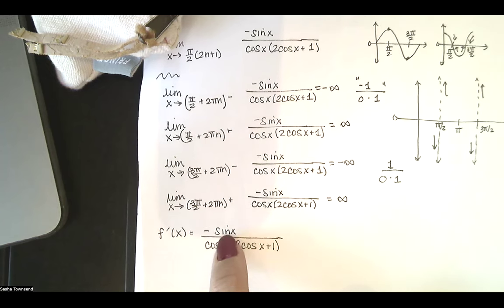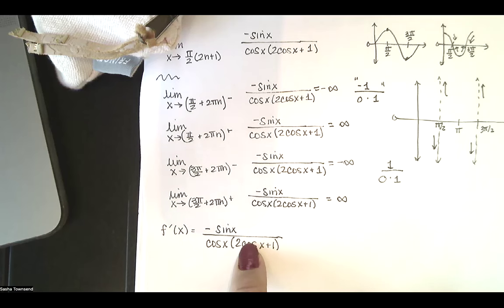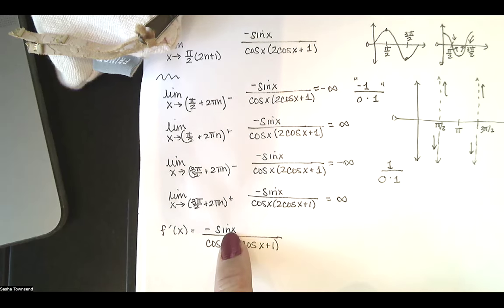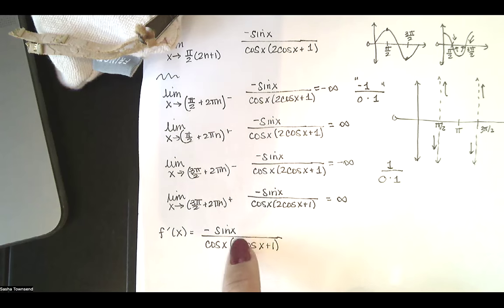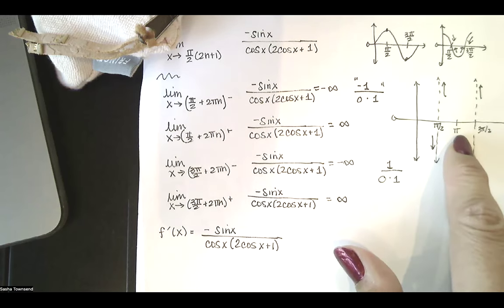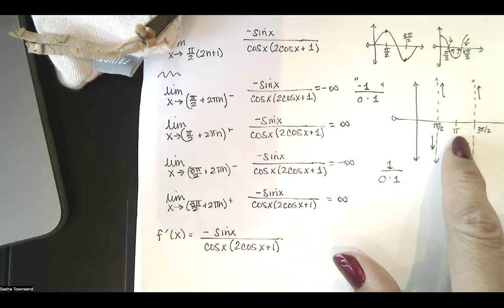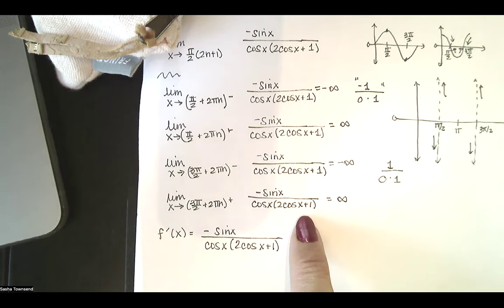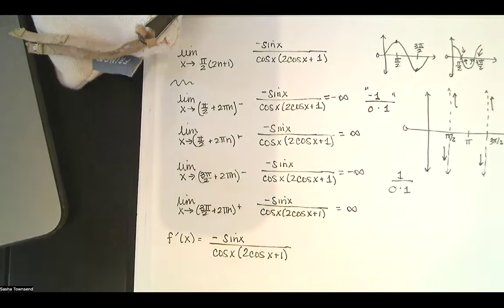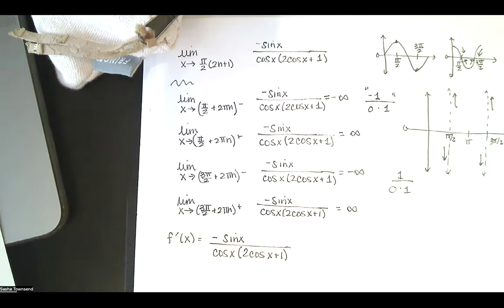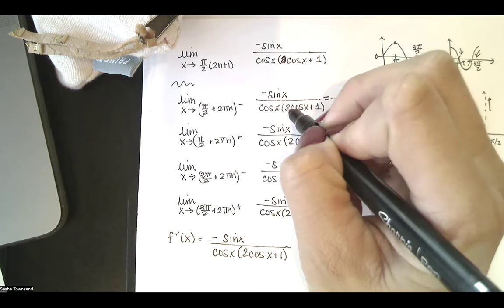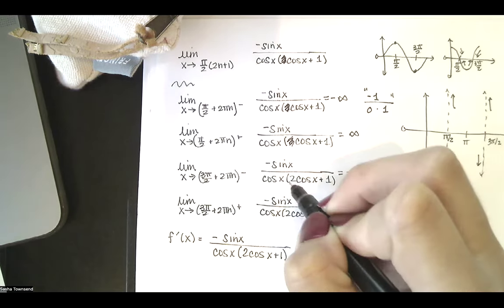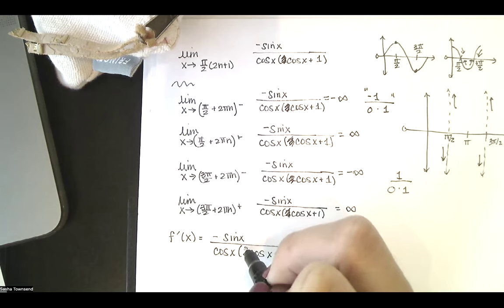Now this is 0 when the numerator is 0 and the denominator is not. We said that that numerator is 0 at all of the multiples of pi, but we have to exclude, I keep writing 2 cosine of x plus 1, but I think that that's incorrect. I think that's just supposed to be cosine of x plus 1. Sorry about that. I don't know why I wrote an extra 2 there.